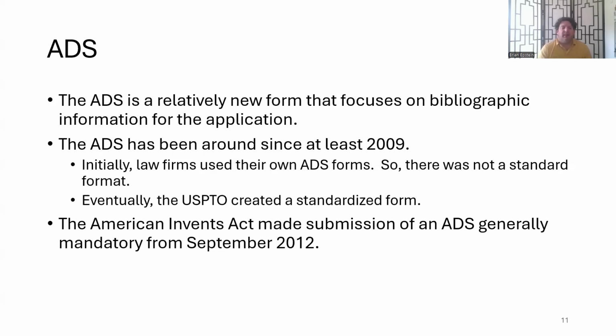Since 2012, submission of an ADS is generally mandatory due to the AIA, the America Invent. There's a typo, I'm sorry. It should say America Invents Act.